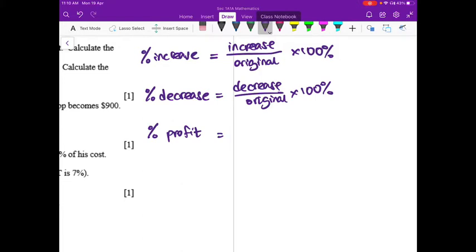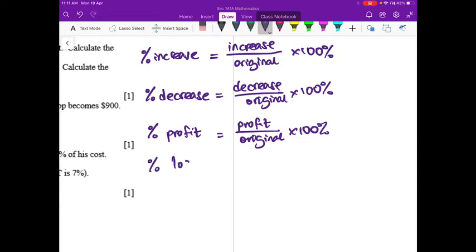If you look at the first two lines, percentage increase equals increase over the original, and percentage decrease is decrease over the original. What about percentage profit? Profit over the original times 100%, right? And besides this, what do you think is the next line?